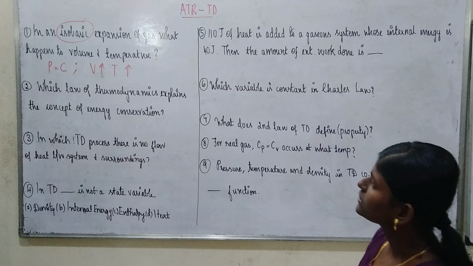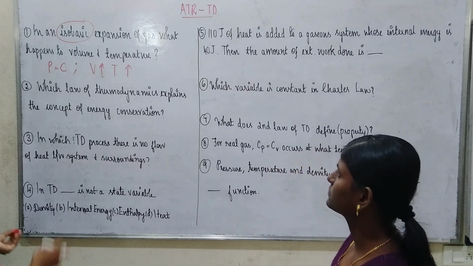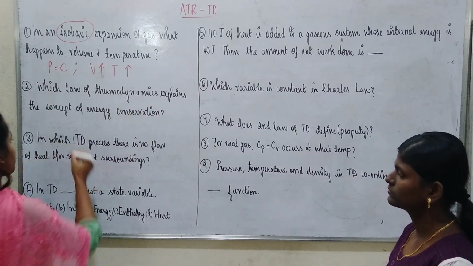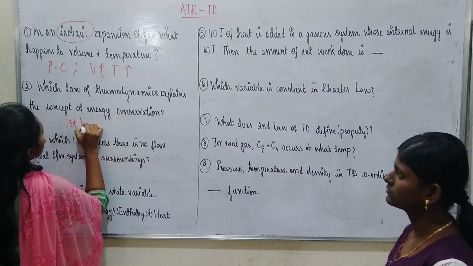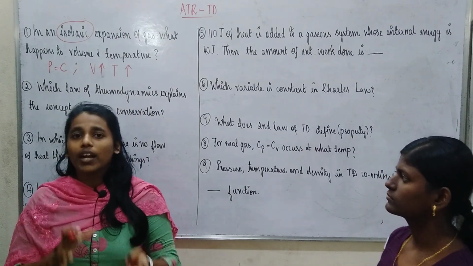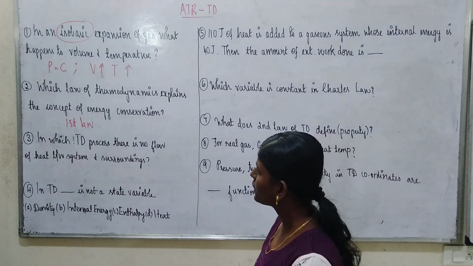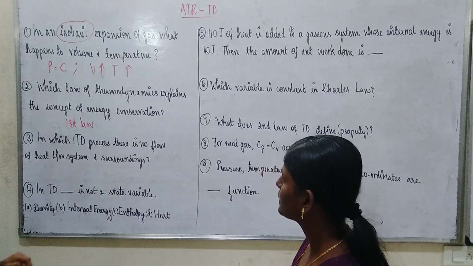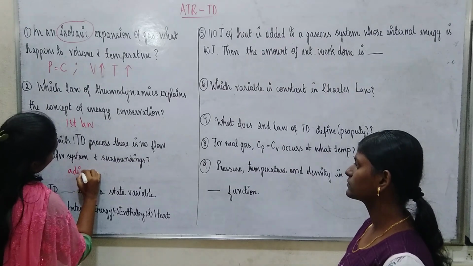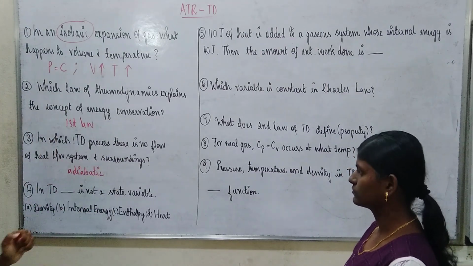Next, second question: which law of thermodynamics explains the concept of energy conservation? The law which explains energy conservation is the first law of thermodynamics. The first law states that energy can neither be created nor be destroyed, it can only be changed from one state to another. And third question: in which thermodynamic process is there no flow of heat between the system and surroundings? In the adiabatic process, there is no exchange of heat between the system and surroundings.